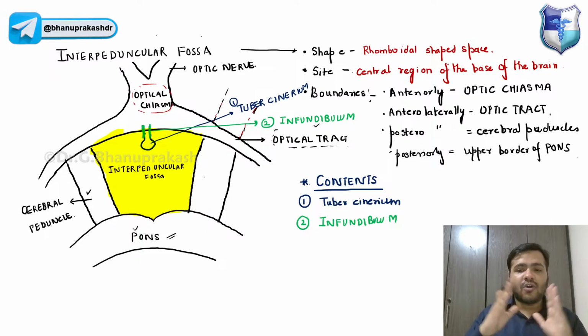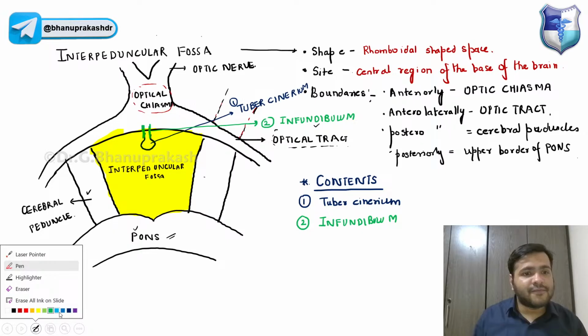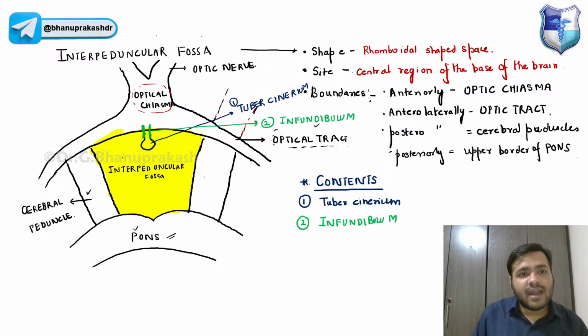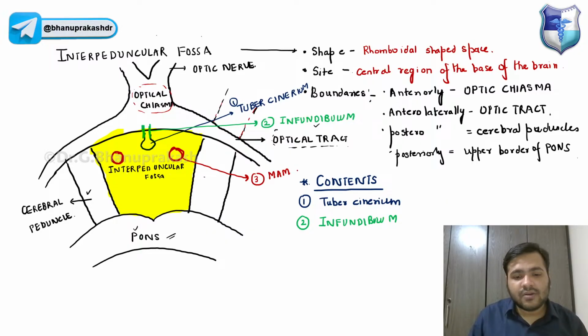Now apart from that, on the lateral sides guys, we will have two elevations on the lateral side guys, and these two elevations are called as mammillary bodies. These two elevations are called as mammillary bodies, right? These are called as the mammillary bodies.